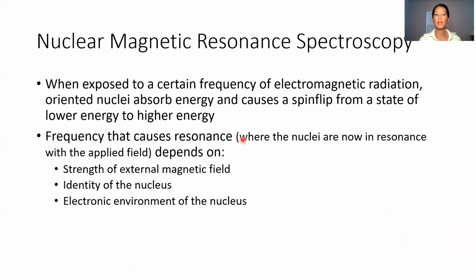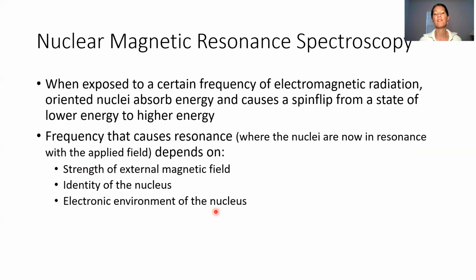The frequency that can cause this resonance, and when we use resonance, we mean basically now the nuclei are flipping to now be in resonance with that applied magnetic field. It'll depend on a couple of things: the strength of that magnetic field, the nucleus that you're talking about, and also the electronic environment.